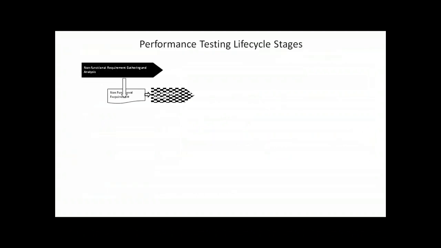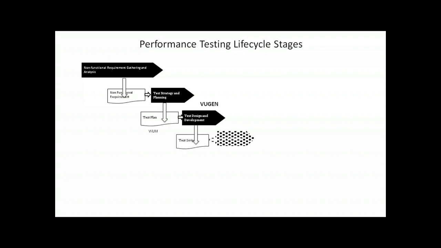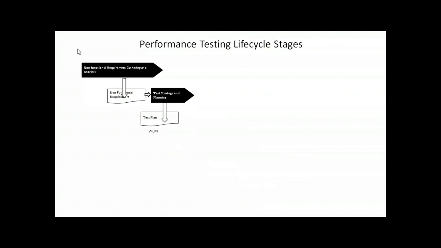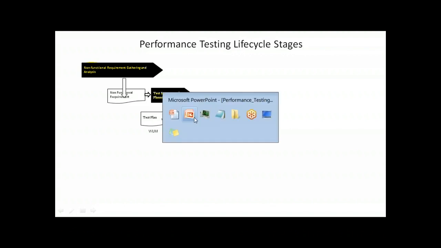So now if you go back to our performance testing life cycle, the first one is non-functional requirement gathering or analysis. The second one is the test strategy or test planning phase. The third one is the test design or development. What would happen in this phase guys? What is the output of this phase? Can somebody please tell me?